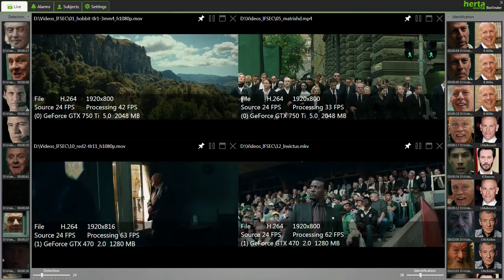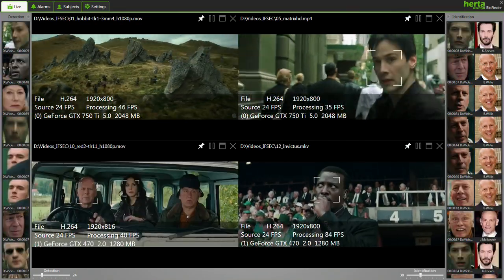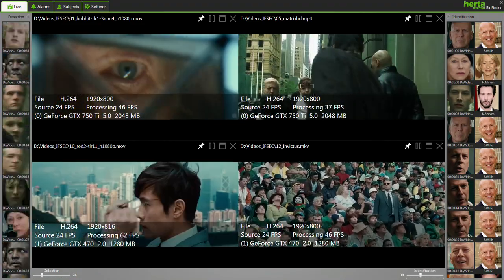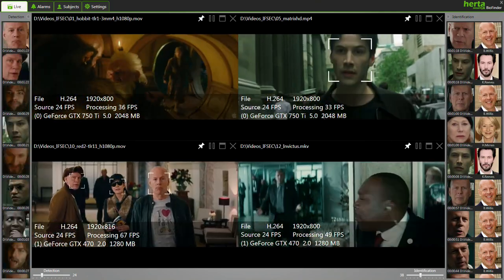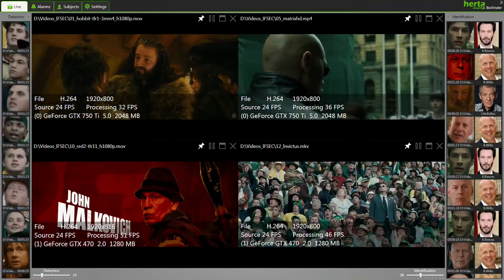Herta solutions work simultaneously with a multiple GPU card system that makes the processing speed far higher than conventional systems. This way, it's possible to analyze massive amounts of surveillance videos at the same time, and do it at a speed faster than real time.